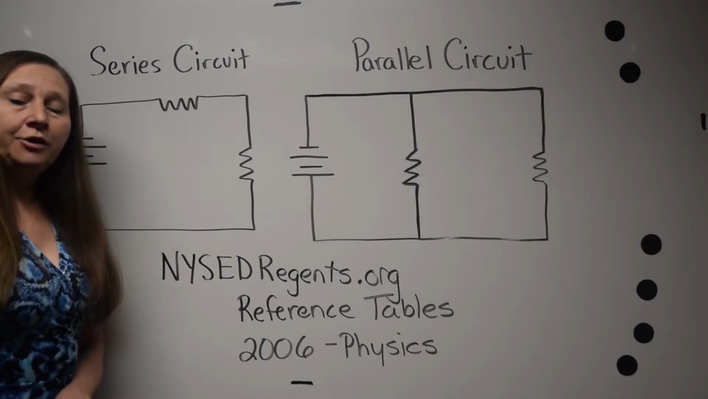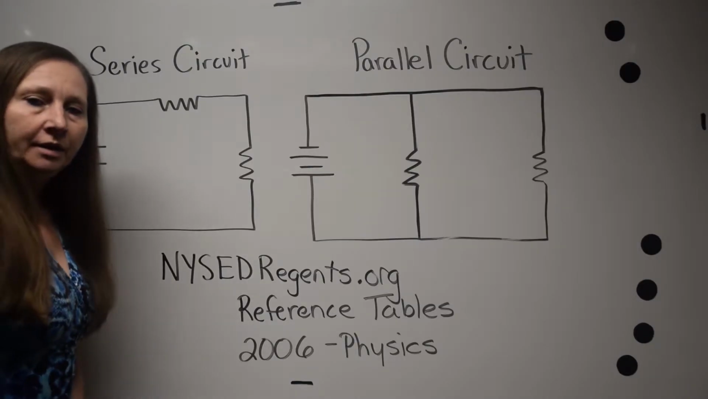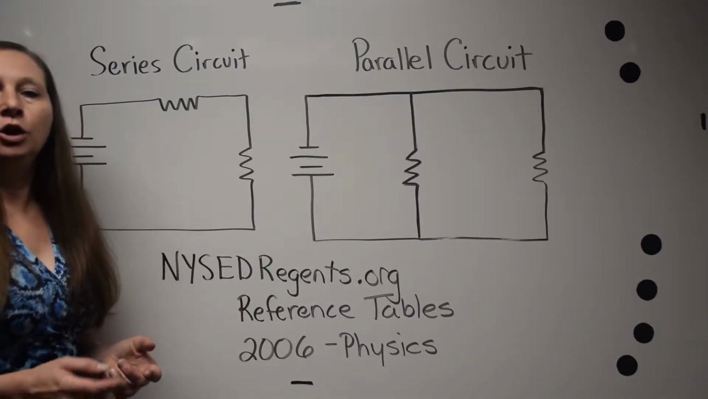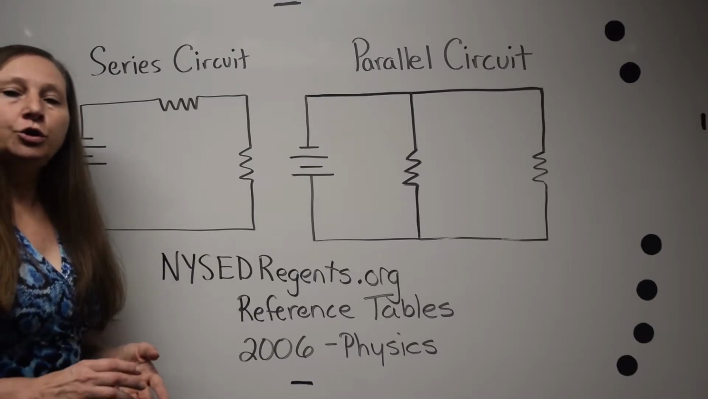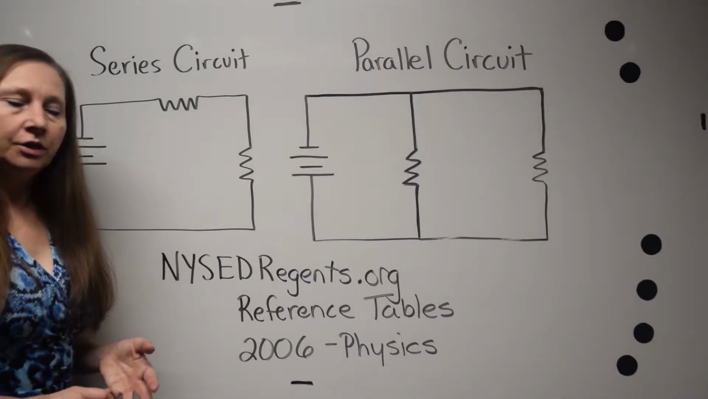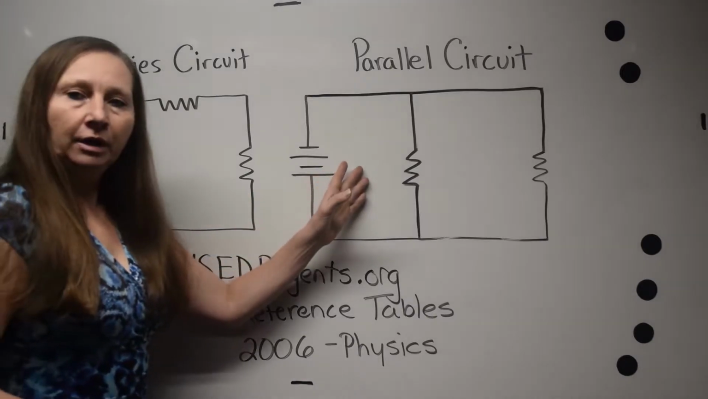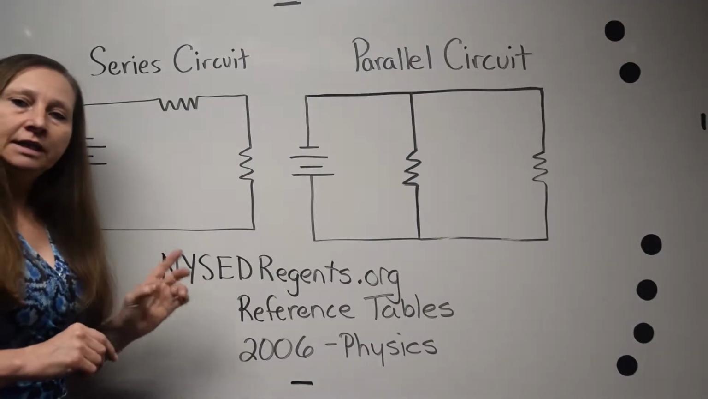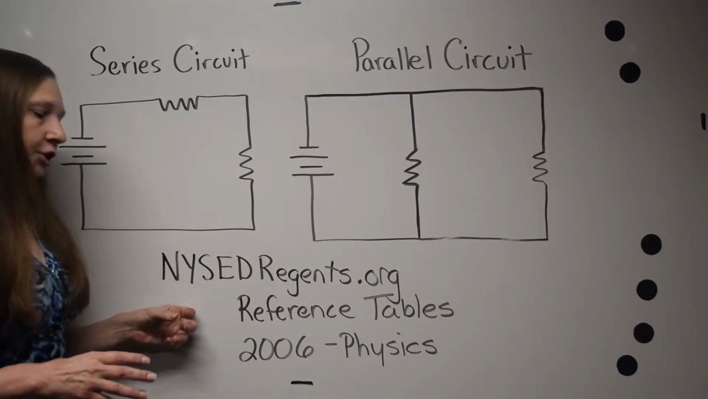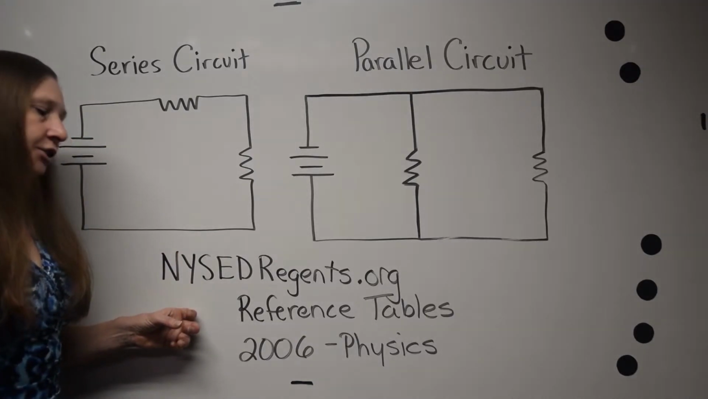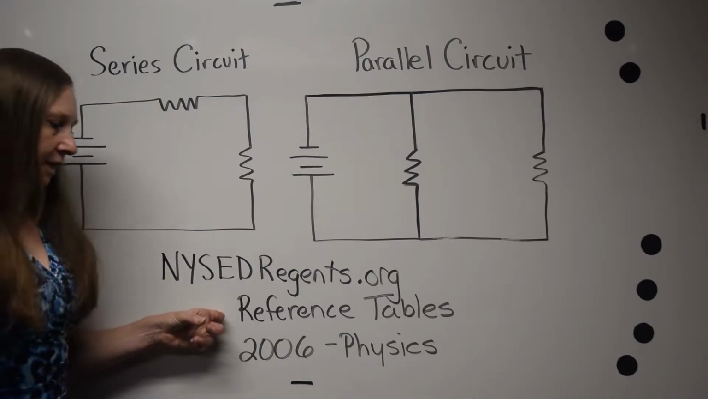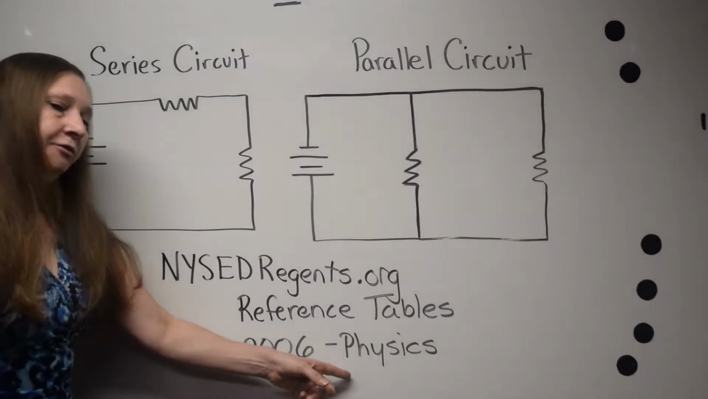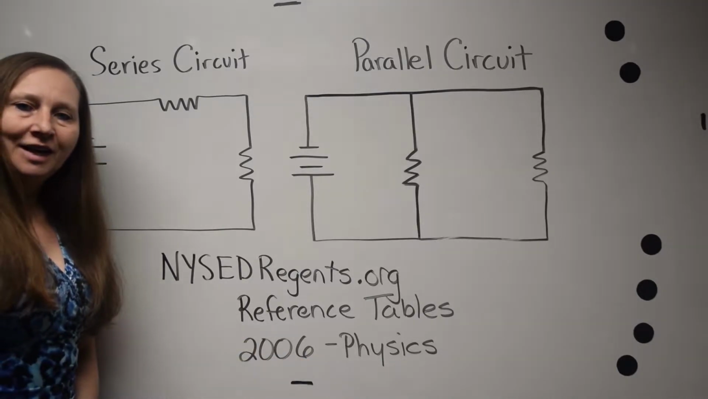At this time, I'd like you to make sure that you have a copy of a chart that shows the different equations for calculating total current, total voltage, and total resistance for series circuits and parallel circuits. Now, I'm going to display the chart in just a moment, but if you'd like to download a copy for yourself, go to this website, nysedregents.org, click on Reference Tables, and somewhere down in the reference tables, you'll see the 2006 edition of the Physics Reference Tables, where you will find a copy of this chart.